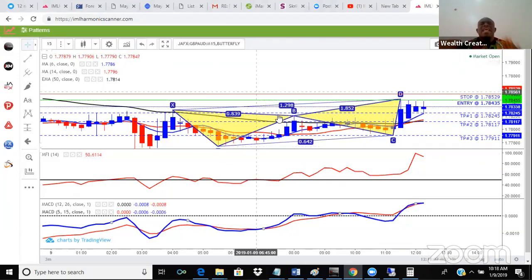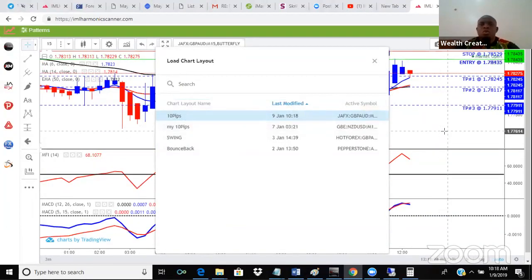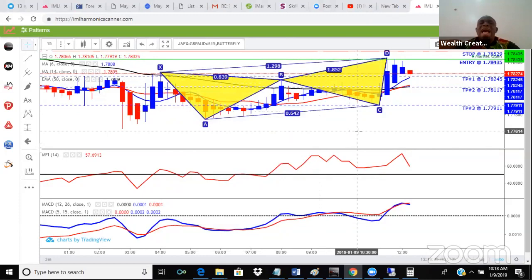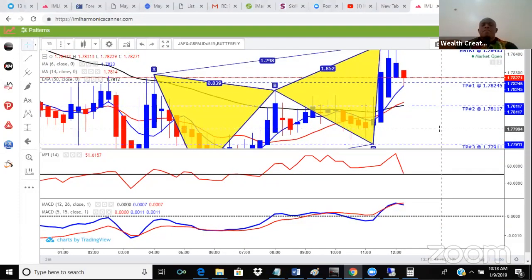What this means is that anytime I log in to my Harmonics Scanner, I can come and download the layouts, select the layouts here, and once I click on the layout, it will show immediately. Now that it has shown, that means that I have my scalping strategy set up immediately, and I can use this per time. Now, the settings are ready.